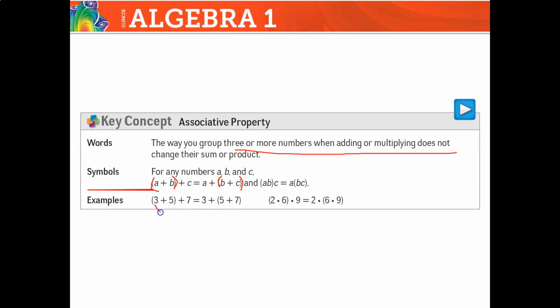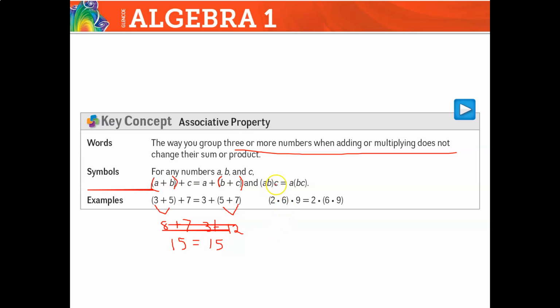For example, 3 plus 5 is 8, and then you have 8 plus 7. You have 5 plus 7 is 12. Then you still have your plus 3. 8 plus 7 is 15, which is equal to 3 plus 12, which is 15.